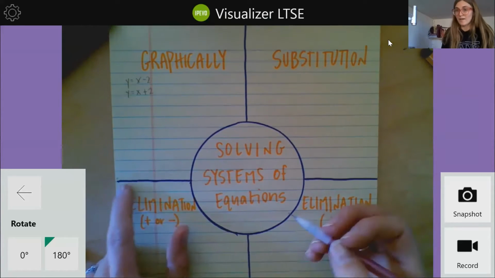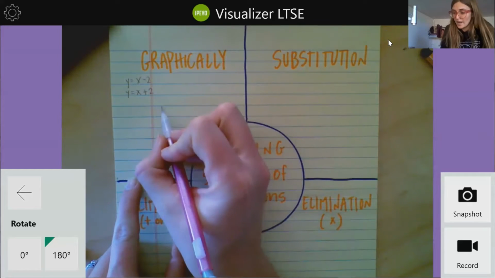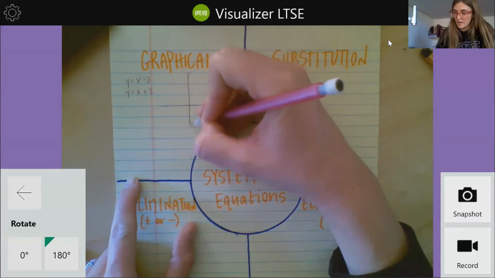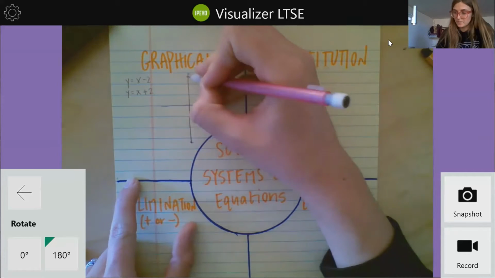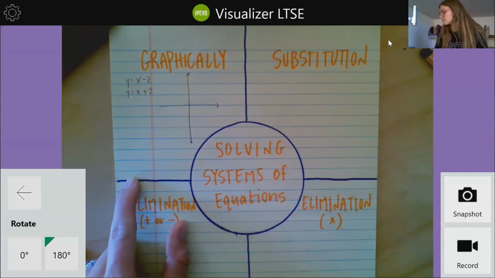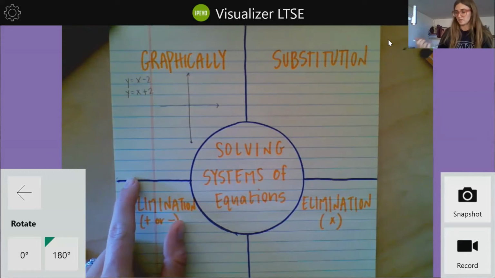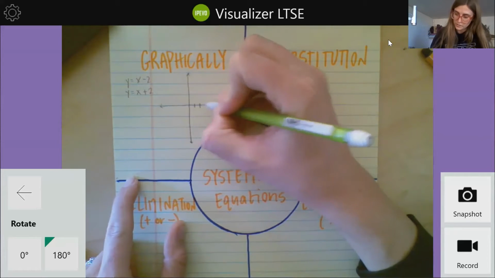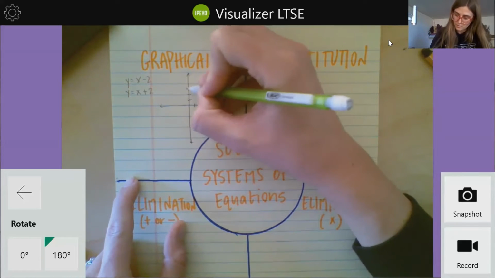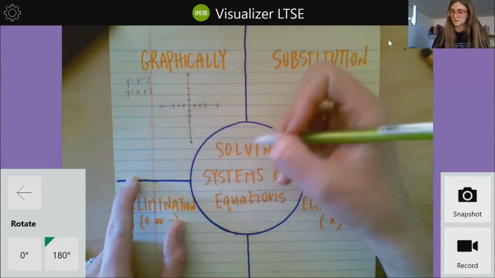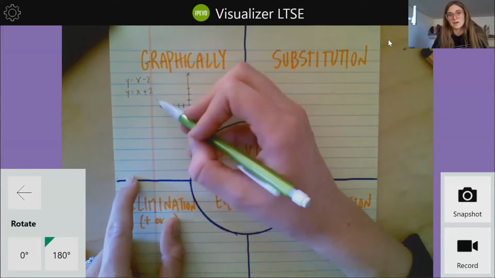So we did this by graphing last week. I had you open up a coordinate plane and then graph both lines. First I want to scale my coordinate plane so I know what's going on, and then I'm going to plot both of these lines.